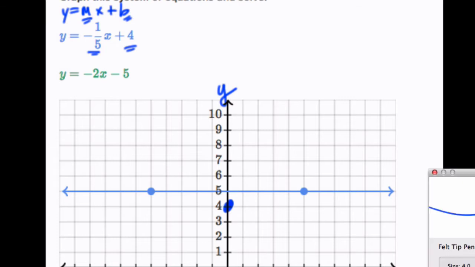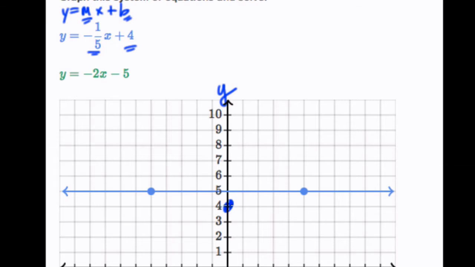So let me just change this pen tone right here. Okay. It's kind of blurry, sorry about that. So this point, as I said, is the point 0, 4. And next we have the slope negative 1/5.